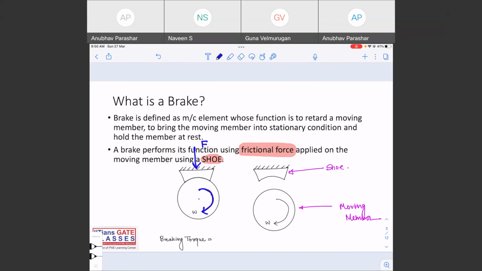We'll apply some force. This force is nothing else but the effort, the effort you are putting, right? You will apply some force, and because of this force, some amount of friction will be generated here. The friction will retard the motion of the moving member.